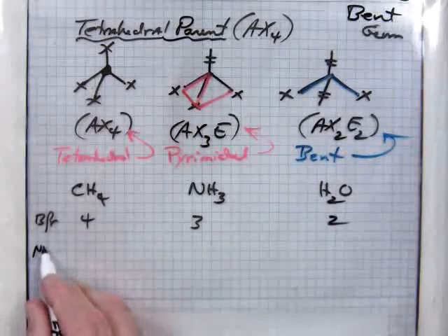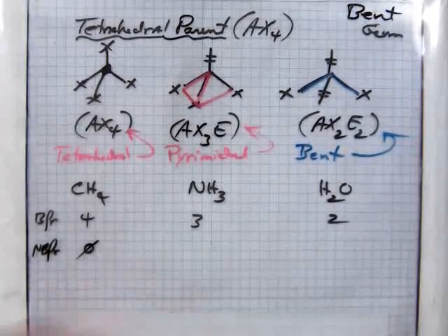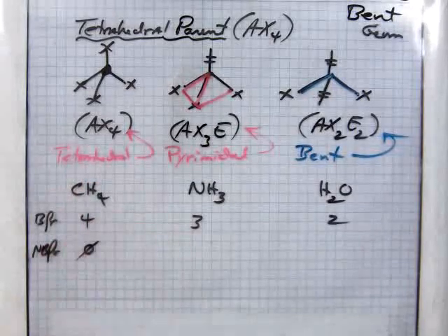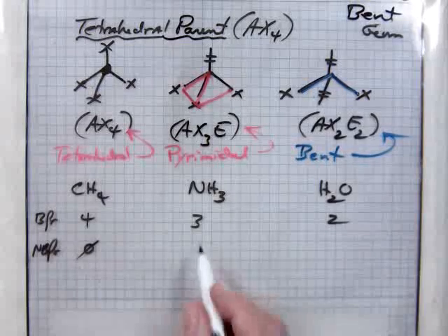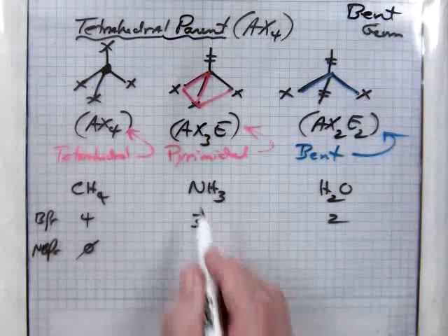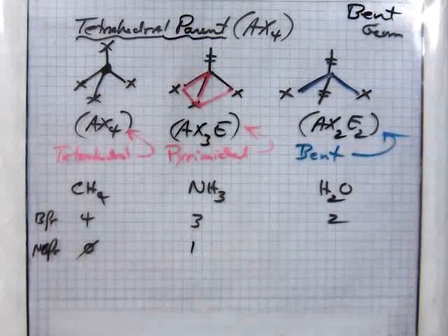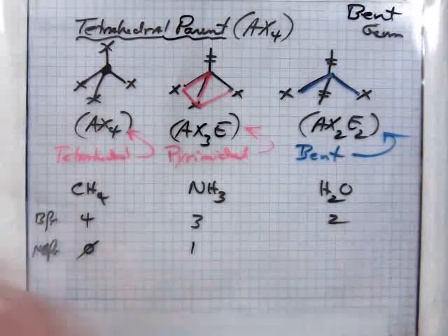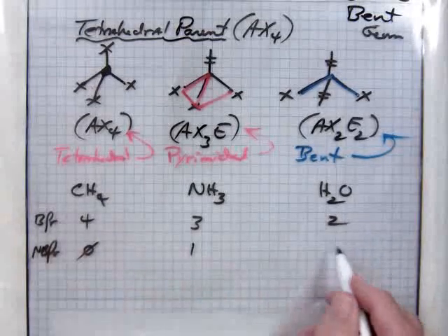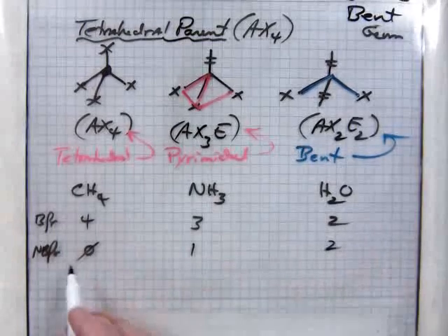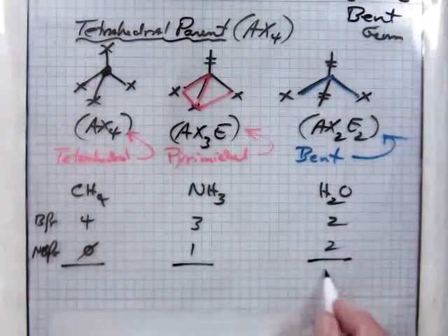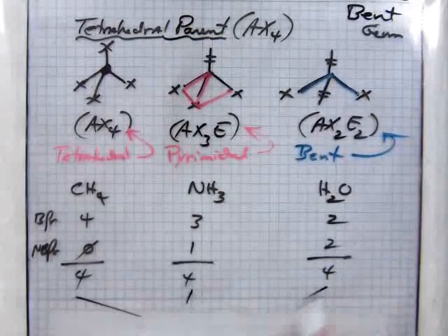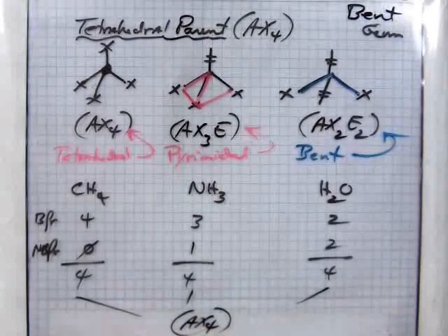The non-bonded pairs is 0. You can figure the valence minus the 4 substrates over 2, and you'll get 0. But if you do the valence minus substrate over 2 for this structure, you'll find out it has one non-bonded pair. And over here, if you do the valence minus substrate over 2, just like I showed you, you'll have two non-bonded pairs. But when you add these together, they all add up to 4, which means all of them are based upon the AX4 parent.